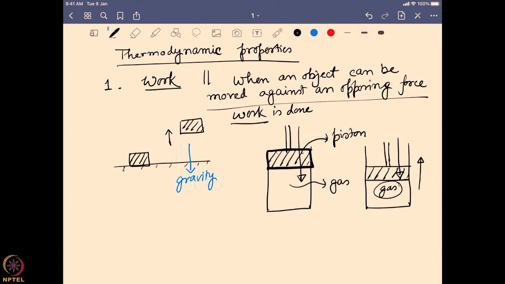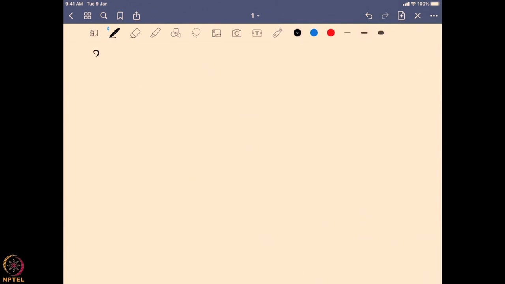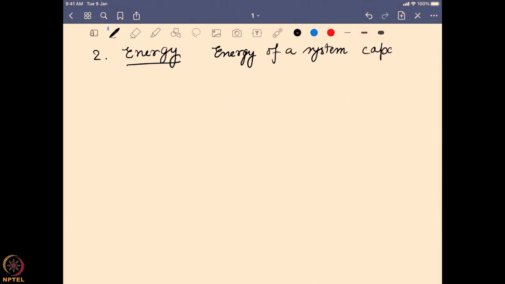Now, going to the next part, the second parameter we are going to discuss is known as energy. Now, what is energy? Energy of a system is defined by the capacity of doing work. That means, if we say that there is some energy present in a system, what we mean is that this energy can be utilized to do some work by that particular system.